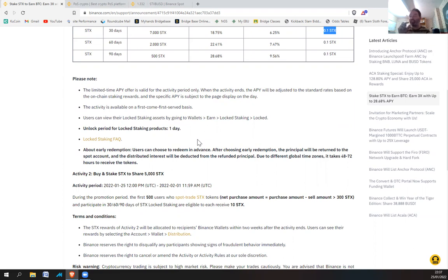And so if you redeem your token or any coin out of staking early, they take out the interest from the principal amount. So you'll get zero interest. You'll get your money back, you won't lose anything, but you won't get any interest whatsoever. So that's what happens if you redeem early.